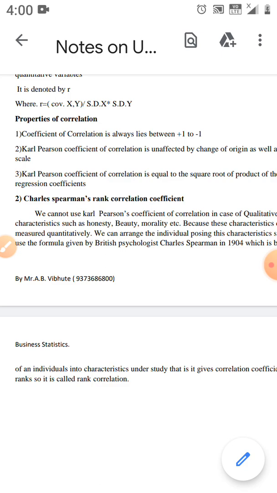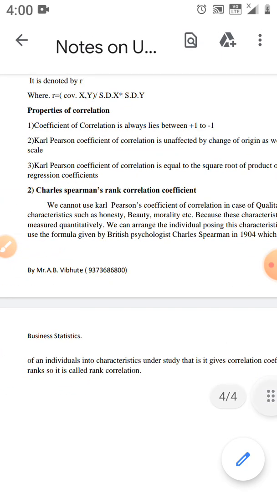Likewise, for change of scale, if we multiply by a constant value each and every value of x and y, then the value of correlation will not be affected. And the third property of Karl Pearson coefficient of correlation, that is small r, is equal to the square root of the product of the regression coefficients. This property will be better understood in unit number 4b, that is the regression unit. We will consider it in the next point.